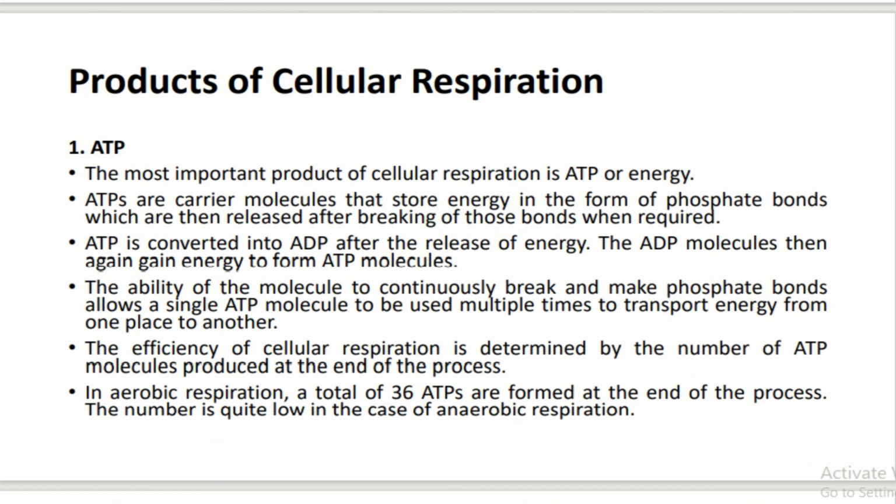Let's look at the products of cellular respiration. Number one is ATP. The most important product of cellular respiration is ATP or energy. ATPs are the carrier molecules that store energy in the form of phosphate bonds, which are then released after breaking of those bonds when required. ATP is converted into ADP after the release of energy. The ADP molecules then gain energy to form ATP molecules.